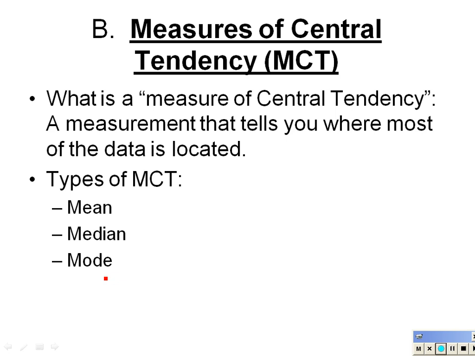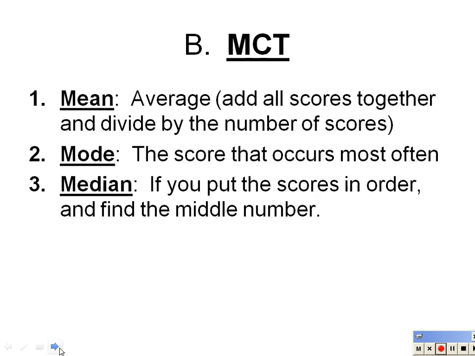So there's 3 ways to find the measure of central tendency. It could be a mean, a median, or a mode. Let's talk about each one of those. On this slide, you just write down the definitions here. A mean is the typical average that you're used to calculating from old math classes. Basically, you add all the scores together and divide by the number of scores. The mode is another way you can find the average number, so to speak. It's the score that occurs most often.